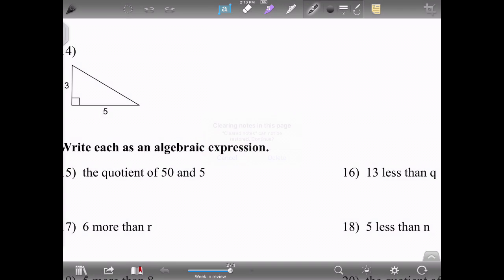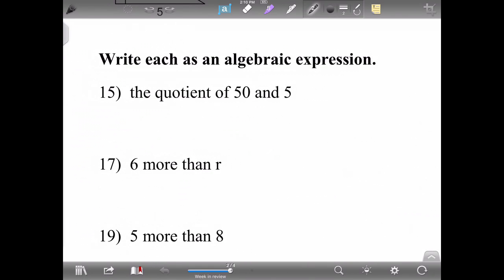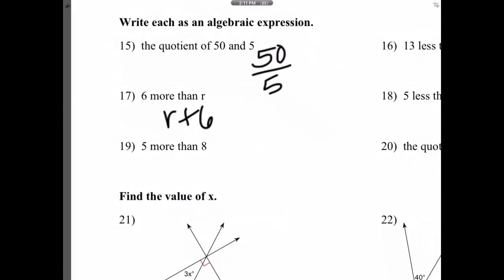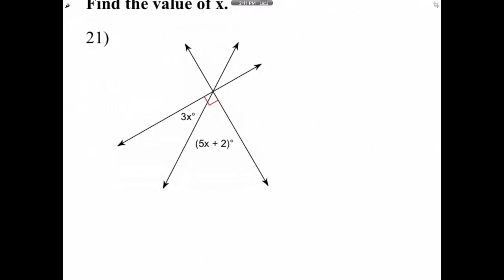All right, so the quotient of 50 and 5. So it would look something like this. 50 divided by 5. 6 more than r, r plus 6. So keep practicing these, and then let's go through a couple of these.